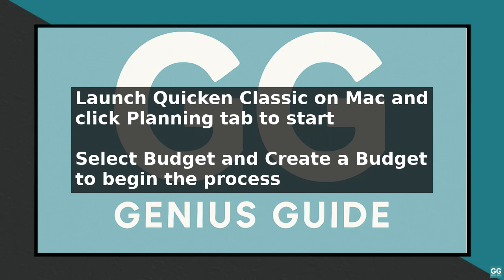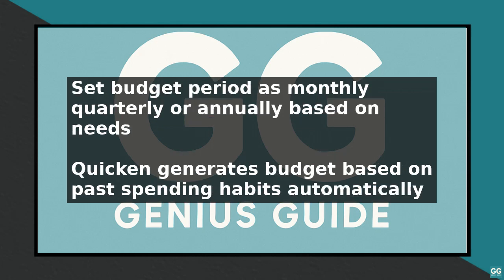From here, select Budget and then click on Create a Budget. You will be prompted to select the accounts you want to include in your budget, so choose the ones you want to track. Next, set a budget period, which can be monthly, quarterly, or annually, depending on your needs.